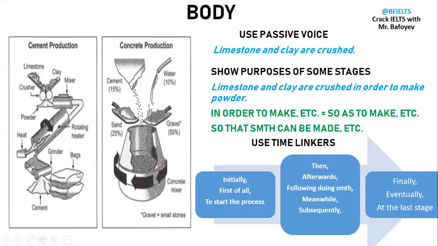That's why while using purposes, I said here some stages. Show purposes of some stages, not all stages. You should be careful. You should be sure that the purpose you are stating is actually suitable there. Other ways you can say purpose is in order to make, or synonym is so as to make, you probably know that, or so that something can be made, right? Limestone and clay are crushed so that powder can be made, or so that their powder can be made, which is then mixed.